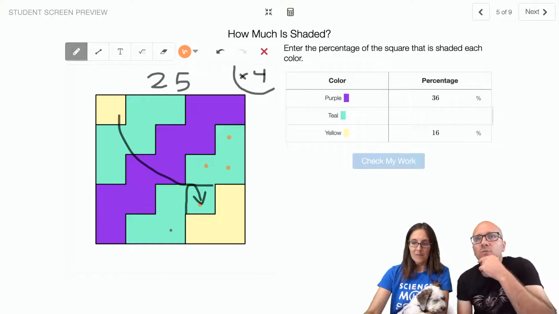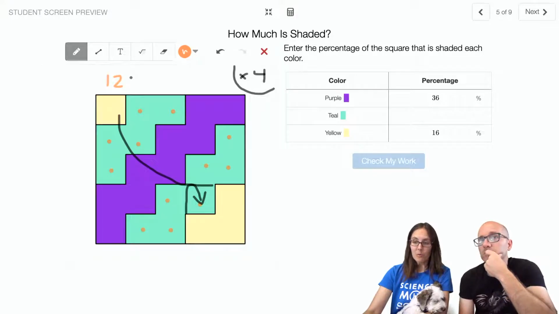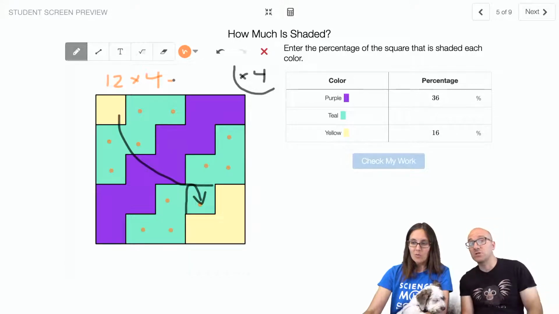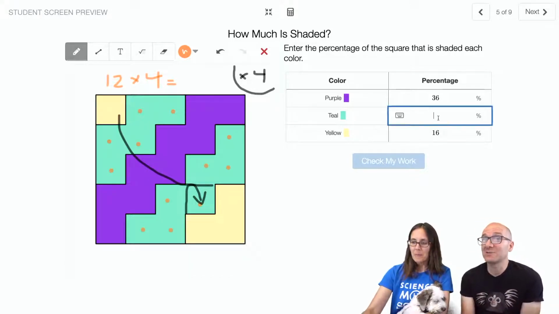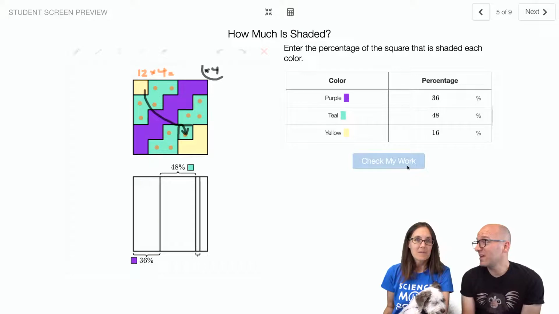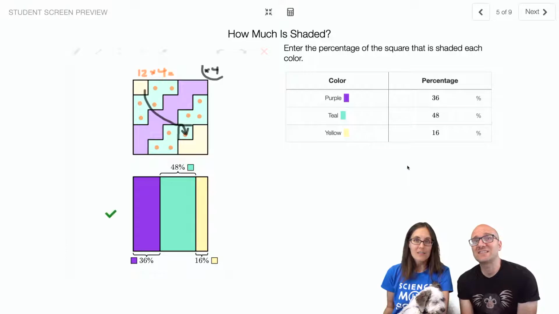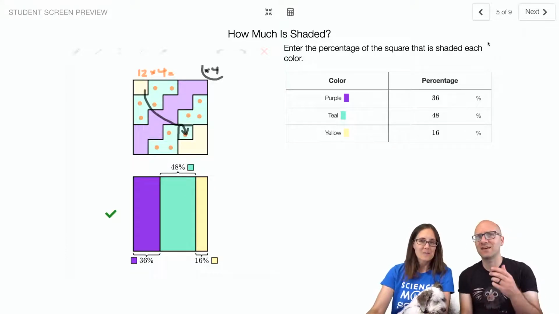All right, so help me out. Science Mom got yellow and Rosalie got purple, but what about teal? We have 12 squares in total for teal. Okay, so what did we say to do once we knew the number of squares? Multiply by 4. Okay, so 12 times 4, and Rosalie has it again, 48%. So 12 over 25 is the same as 48 over 100. And then if we've done things right, those three numbers should add up to 100%. Ooh, nice. And it worked. We did it. Yep, it's nice to have the answer checker there.